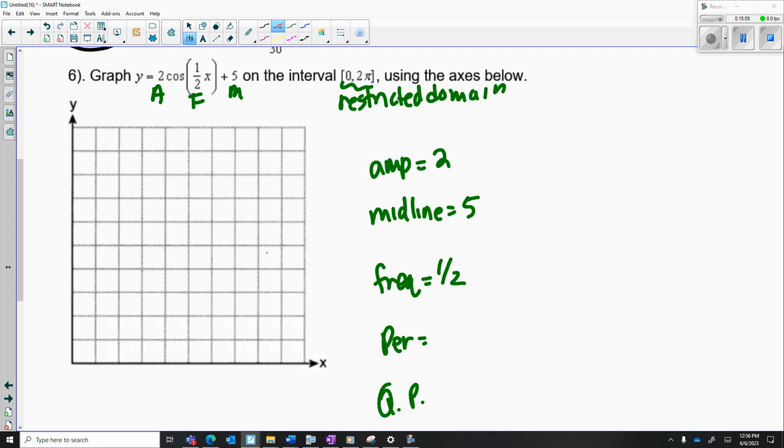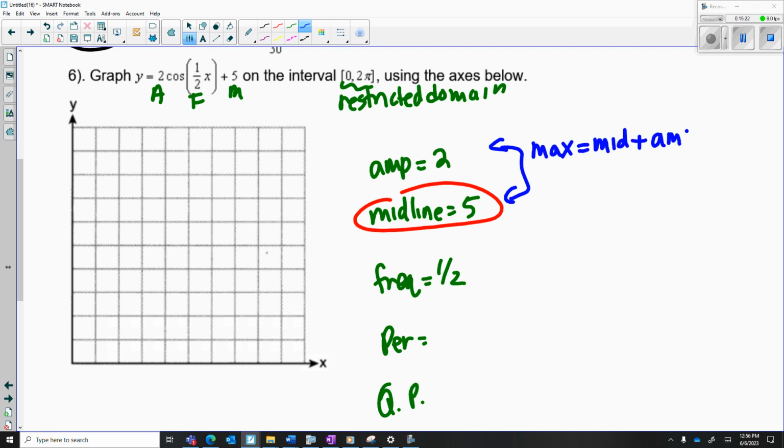So the first thing I'm going to do is start at 5, and then figure out what my maximum and my minimum are going to be. To get the maximum, I'm going to do midline plus amplitude, so 5 plus 2. And to get the minimum, I'm going to do midline minus amplitude, so 5 minus 2. 5 plus 2 is 7. 5 minus 2 is 3.